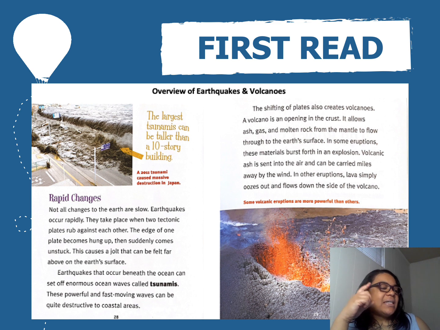Volcanic ash is sent into the air and can be carried miles away by the wind. In other eruptions, lava simply oozes out and flows down the side of the volcano. And I can picture that in my mind as well.